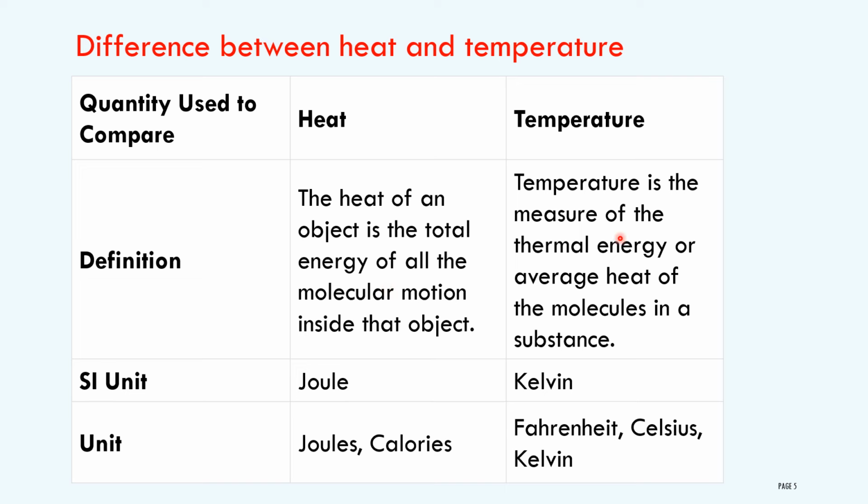The next one, temperature is a measure of thermal energy. Temperature decides how hot or cold the object is. It is the measure of thermal energy, or the average heat of the molecules in a substance. The SI unit of heat is joule, and the SI unit of temperature is Kelvin. We measure heat in terms of joules and calories, and temperature in terms of Fahrenheit, Celsius and Kelvin.